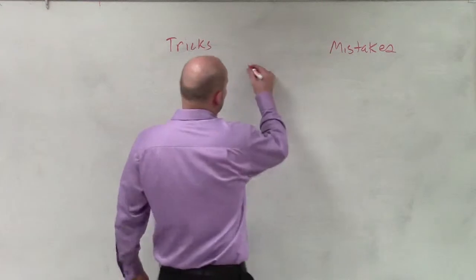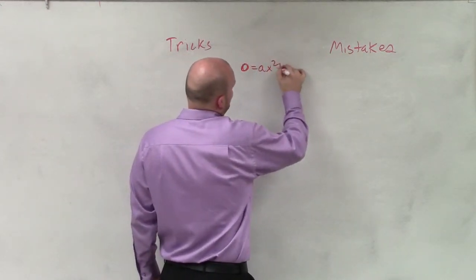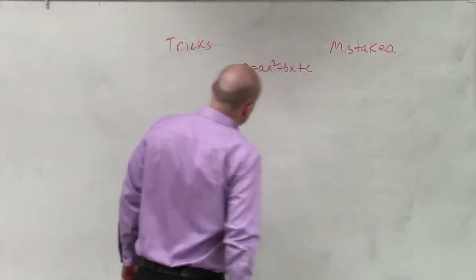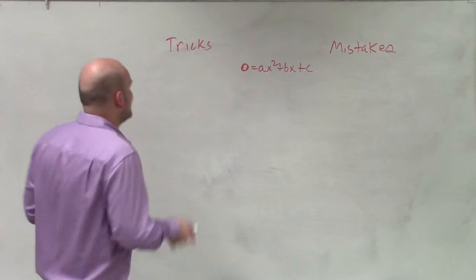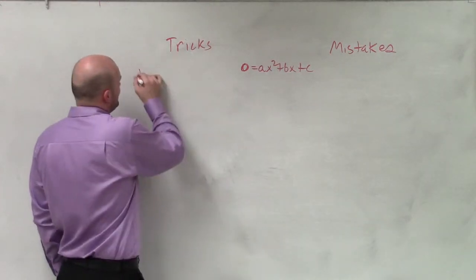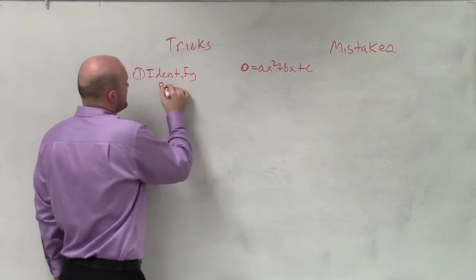So remember our perfect square trinomial. We're going to be solving it set equal to 0, so we have ax squared plus bx plus c. A couple of tips and tricks to always remember: one, being able to identify your perfect squares.